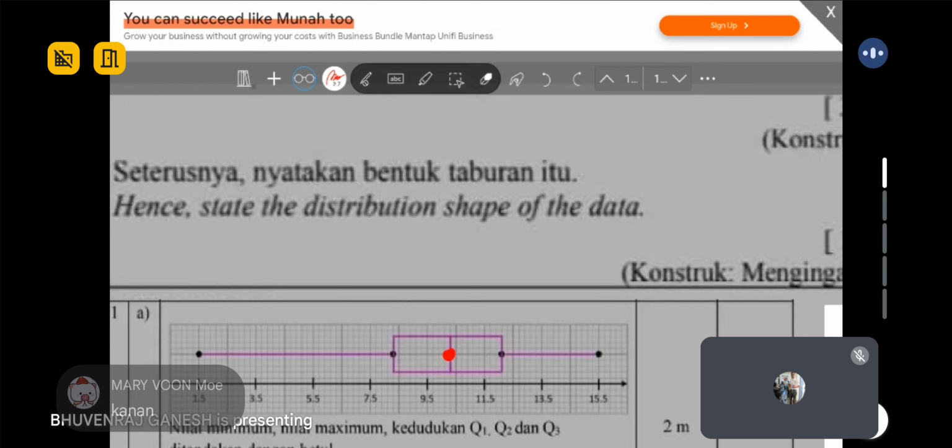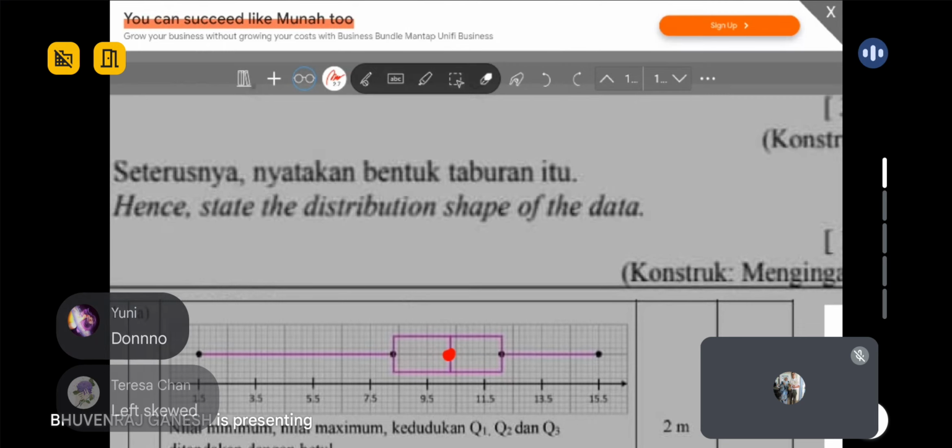Guys, think carefully before you answer. Fikir betul-betul. Think carefully. Is it right skewed or left skewed? The answer is actually left skewed, guys. Okay, pencong ke kiri, guys.